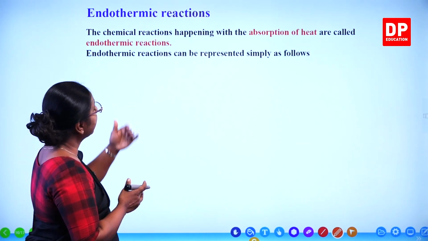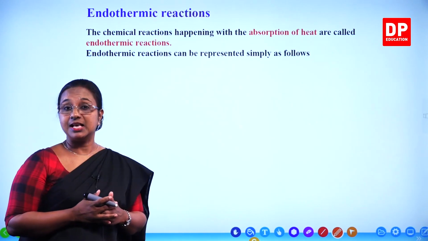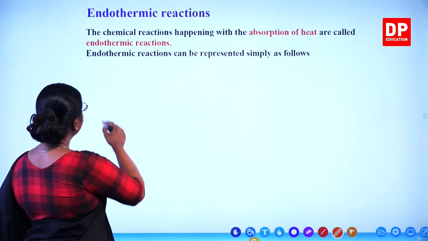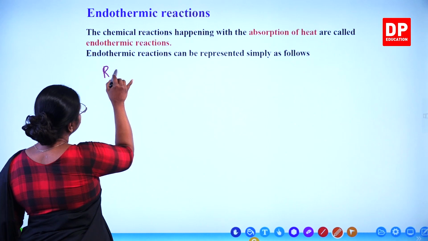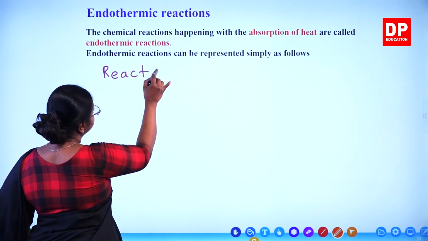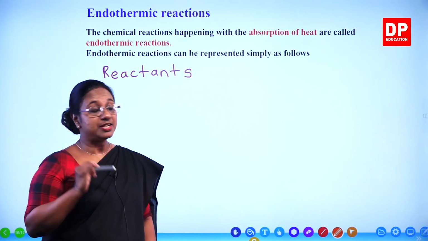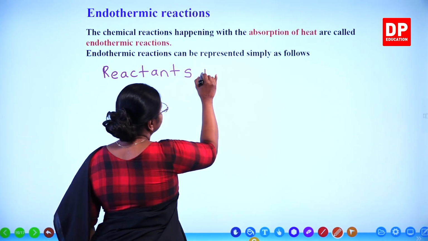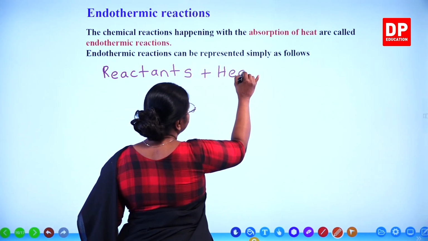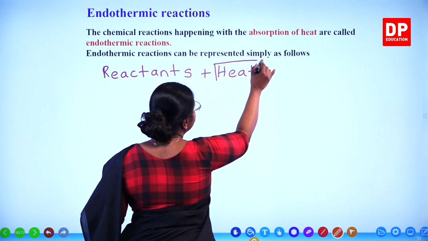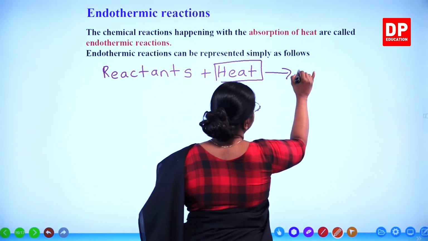Endothermic reactions can be represented simply as follows. So, as a common reaction, if we take the reactants becoming the product, so as I told you, the reactants absorb heat and they form the products.